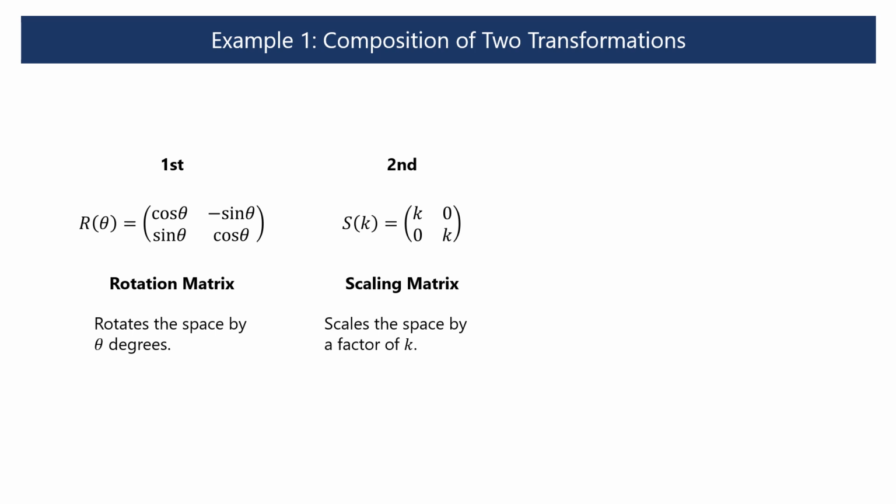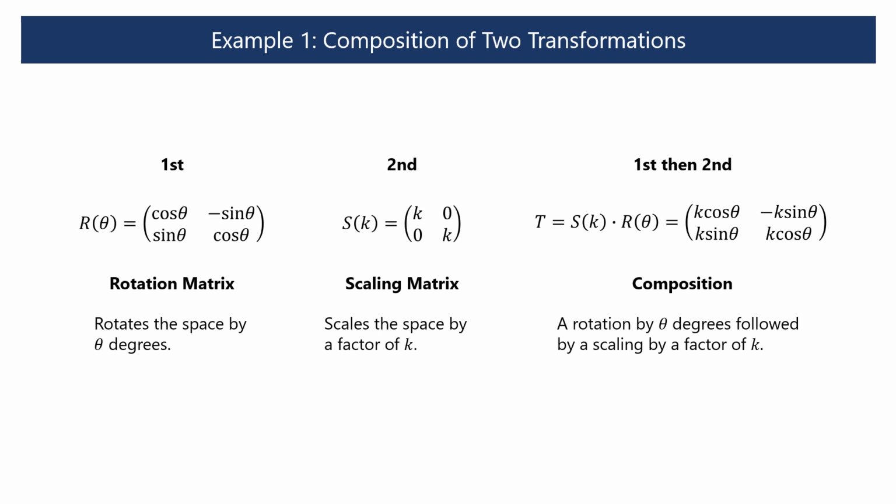Let's see an example. We have two matrices that perform a linear transformation. R theta is a rotation matrix that rotates the space by theta degrees. Sk is a scaling matrix that scales the space by a factor of k. The composite transformation that first rotates and then scales is represented as the product of these matrices. This composite transformation represents a rotation by theta degrees, followed by a scaling by a factor of k.